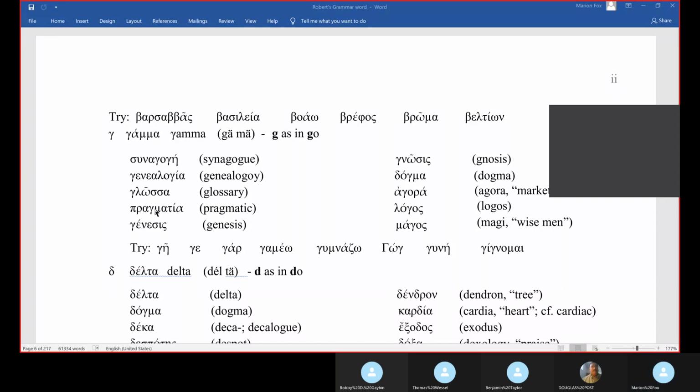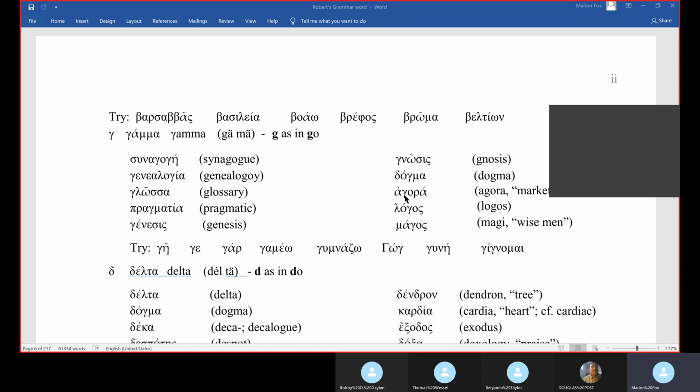Pragmatia, pragmatic is our term. See the gamma here, pragmatia, pragmatic. Genesis, okay. Gnosis. And so the break is right, gnosis. And that's the idea of knowing. Dogma. And our word dogmatic comes from it, dogma.